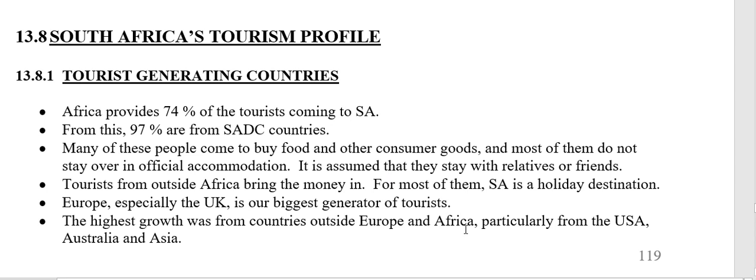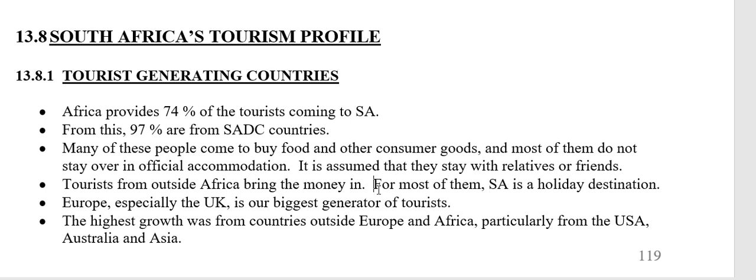All right, now for South Africa, about 74%, 3/4 of the foreign tourists that come to South Africa, come from Africa. Okay, so neighboring countries in Africa. And of those 74%, 97% of them are from the SADC countries. SADC, remember, Southern African Development Community. It's us and other countries in Southern Africa. And many of these people literally pop over the border. They buy food. They buy other consumer goods that they can't necessarily find in the other country or that might be cheaper here.